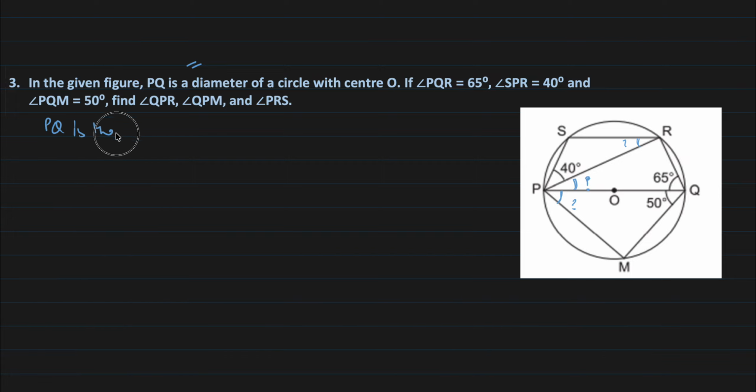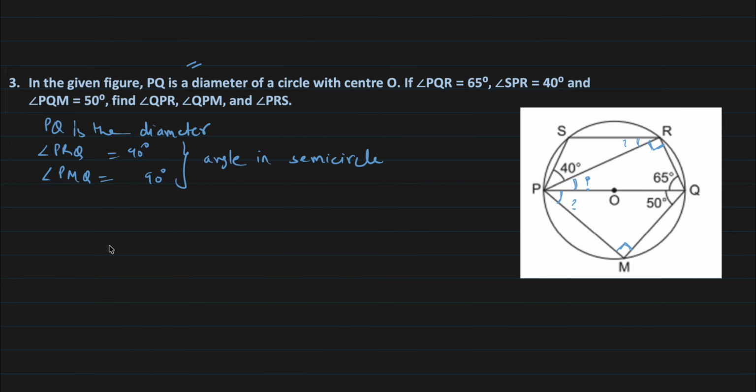PQ is the diameter. As we have diameter, let's see angle in semicircle. So we have one here, angle in semicircle, one here, right? So you can say angle PRQ is 90 degree, angle PMQ is 90 degree. Both for the reason angle in semicircle. Now we have two triangles.